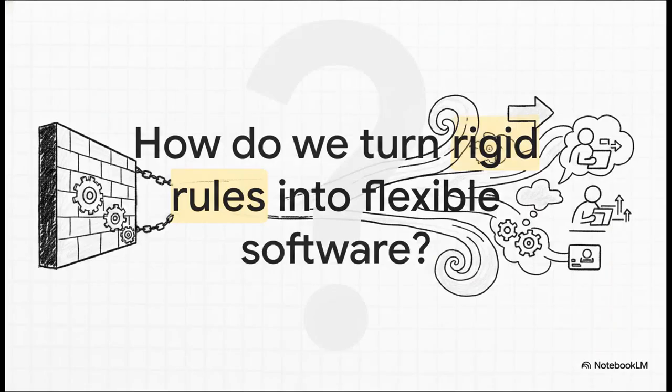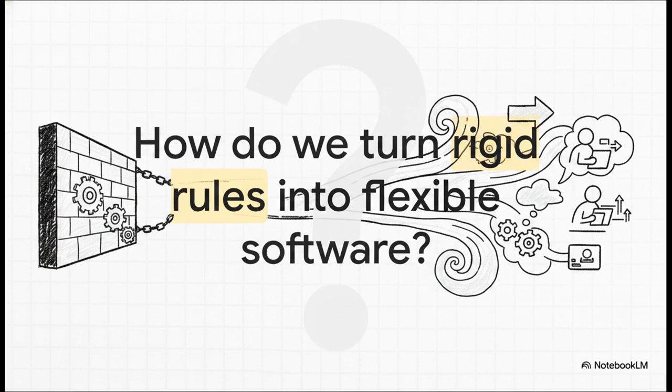So I want to start things off by throwing a question directly at you. How do we turn rigid rules into flexible software? It's kind of meant to be a Socratic question, really. Think about the inherent challenges of traditional software development for a second. Did you know that miscommunication of requirements is historically one of the absolute top reasons software projects just completely fail?